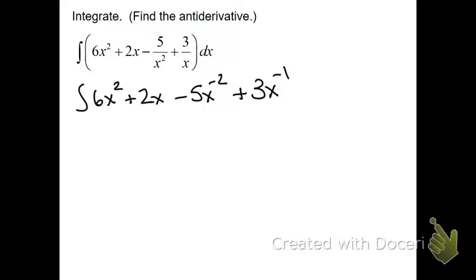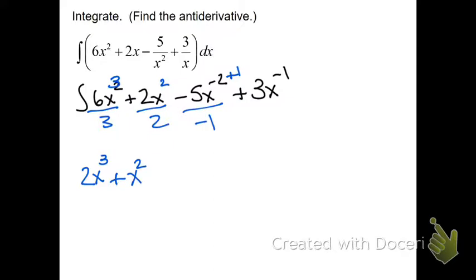Add 1, and this turns into a 3, and divide by 3. So I have 2x cubed. Add 1 and divide by that same answer, and we get x squared. Add 1, you get negative 1, and divide by negative 1. So it's going to be 5x to the negative 1, which hopefully you know we're going to move to the bottom and turn it into 5 over x.